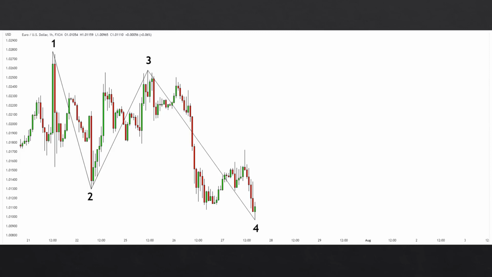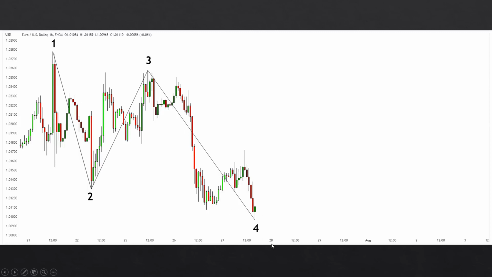Without further ado, let's begin with a challenging example in the Euro-USD 1-hour time frame, remembering that the techniques being taught here are universal, meaning that they can be applied in any market and any time frame. From number 1 to number 4, we can see a lower high and a lower low in what appears to be the major flow in this market.